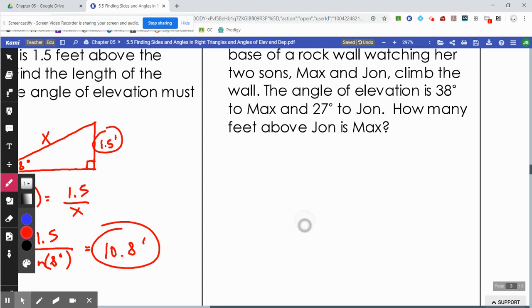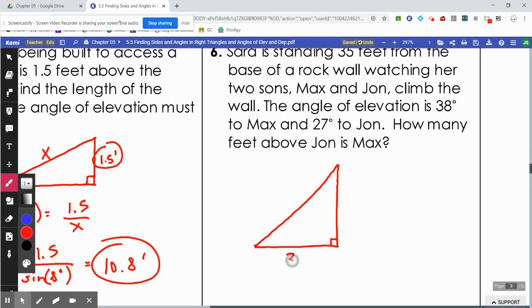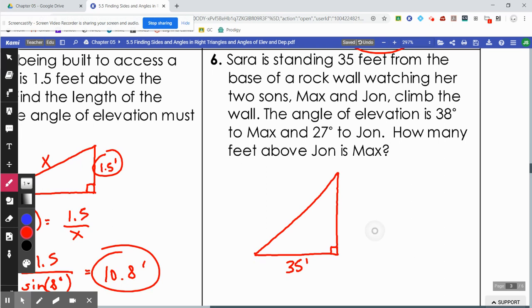Max and John, climb the wall. So here is the rock wall right there. There's how far she is from it. So she's standing 35 feet from the base. Her sons are on the rock wall. The angle of elevation is 38 degrees to Max and 27 to John. So we actually have two different people.